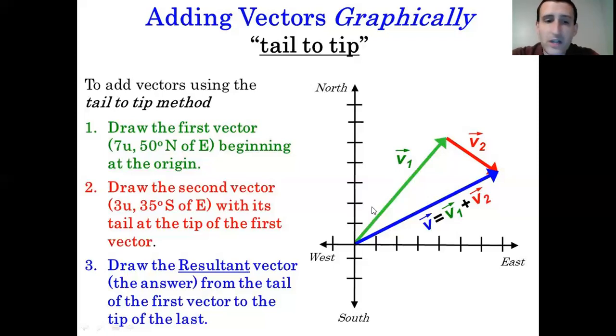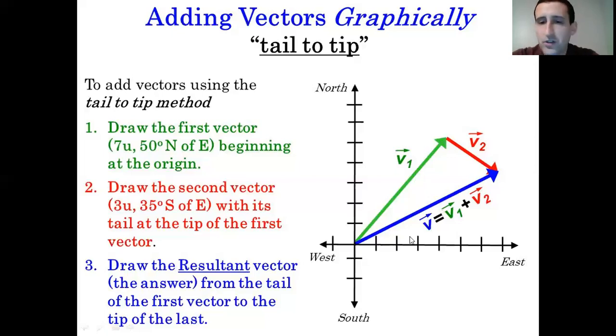When you get all done, then you draw the resultant. The result is what you get from the addition, right? The blue vector is equal to the sum of the green and the red vectors. You draw it from your original tail to your final tip. So you're going to end up with 2 tails at the beginning and 2 tips at the end, and all the other points are going to have exactly 1 tail and 1 tip.